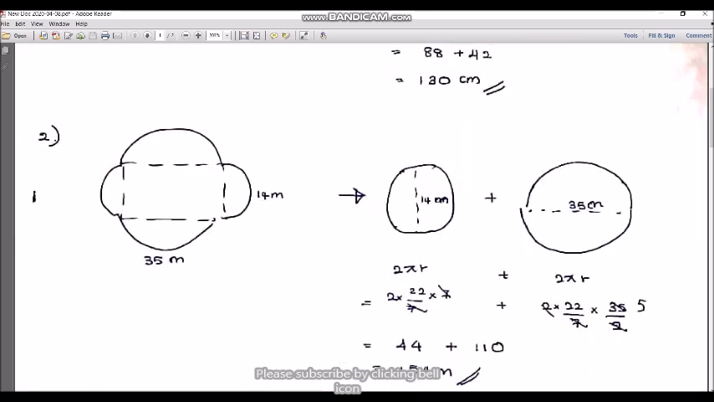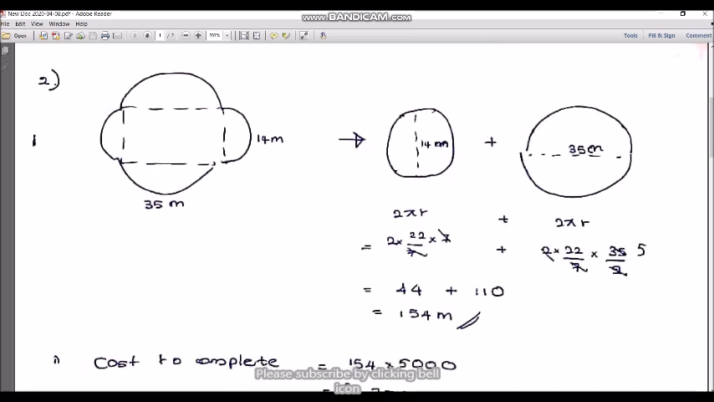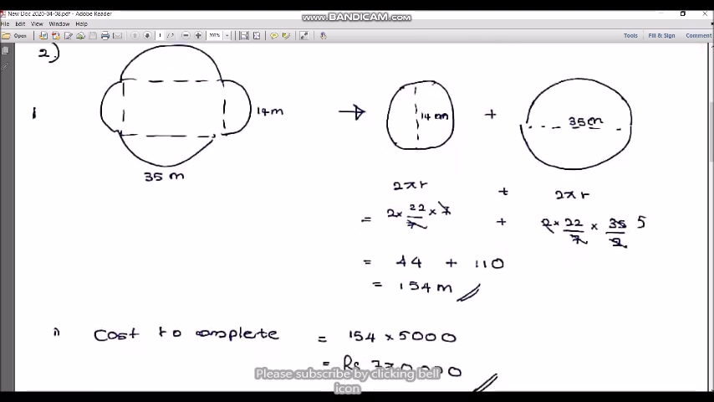Then the second question. The second question is a combined shape, and in these problems we can dismantle the shape. We can see this combined shape consists of two circles, one with a diameter of 14 centimeters, and the other with 35 centimeters. So we just have to calculate the circumference of the two circles, and then we can get the perimeter of the whole combined shape. Here I have shown how the calculation is done.